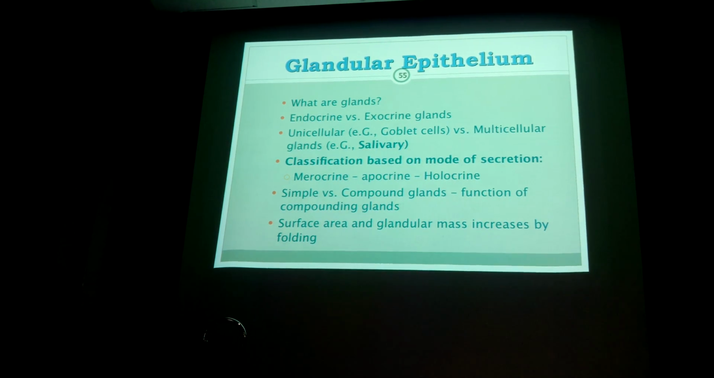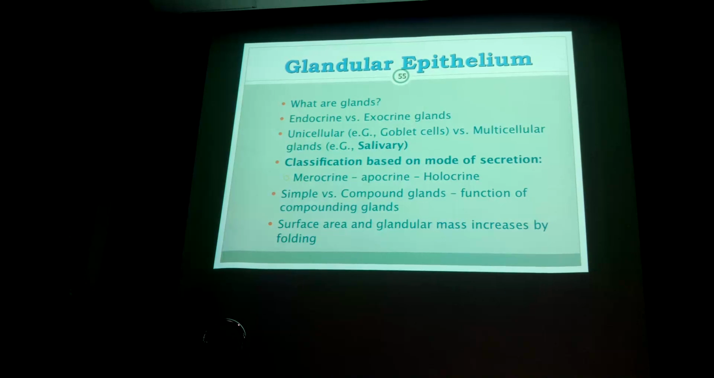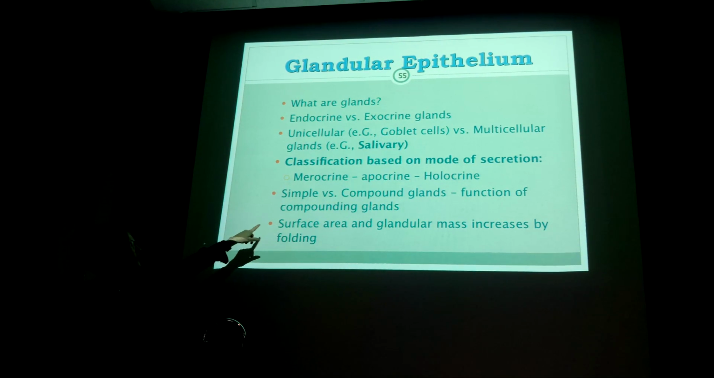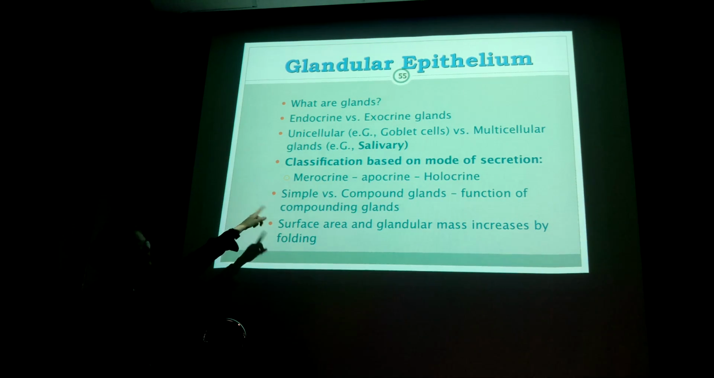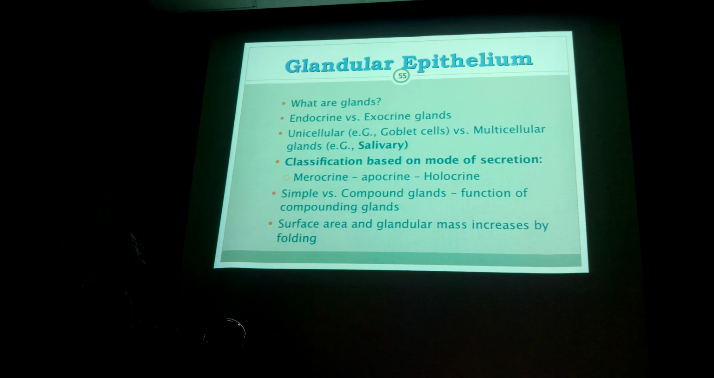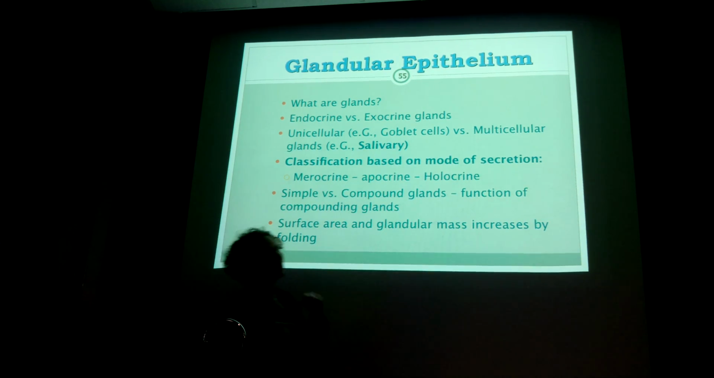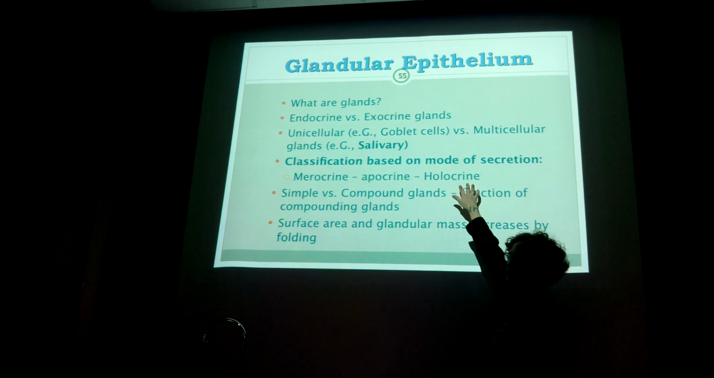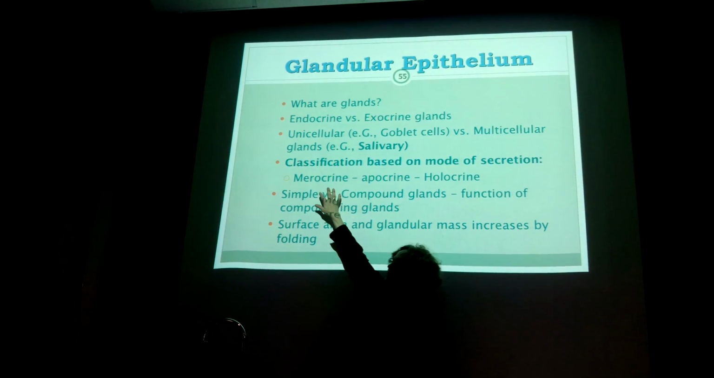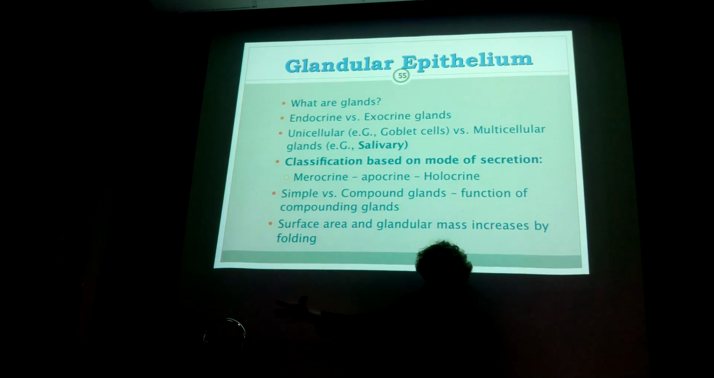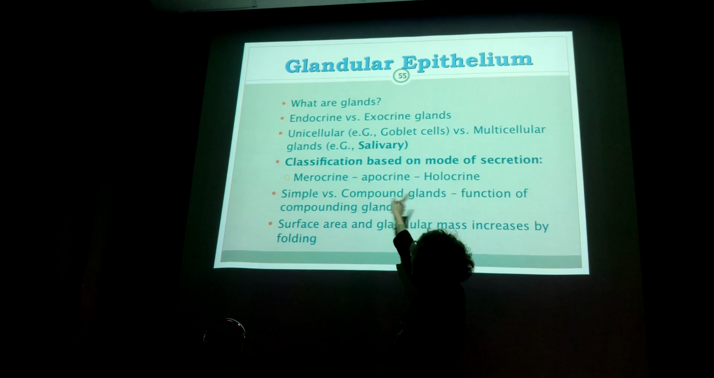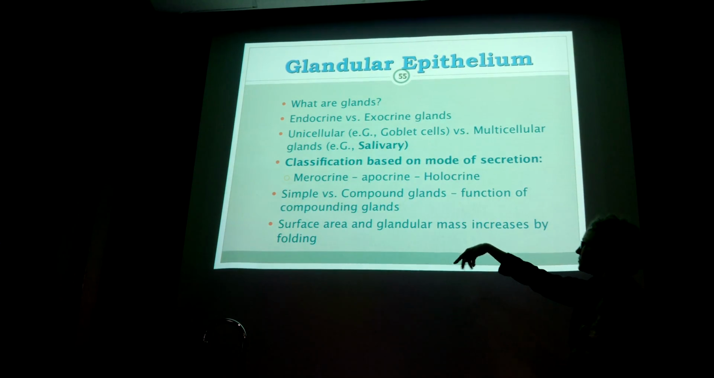This is kind of interesting when we think about merocrine, apocrine, and holocrine, and I think I have a really great picture in the slideshow to talk about these. These are types of release: when the cell is releasing its product, sometimes the whole cell is released, sometimes just part of the cell is released, and sometimes just a product from the cell is released. That's what these mean, and I'll show you an example of that in a minute.